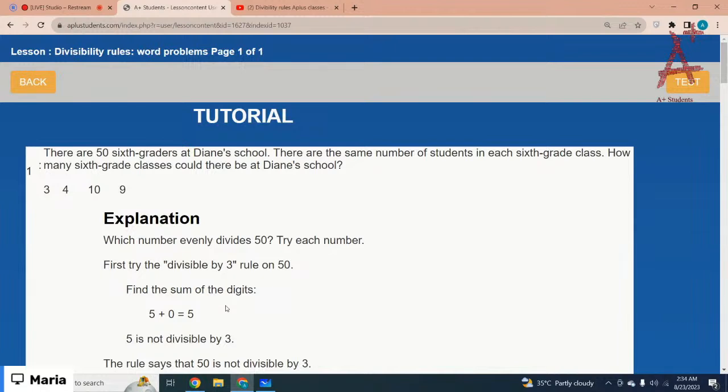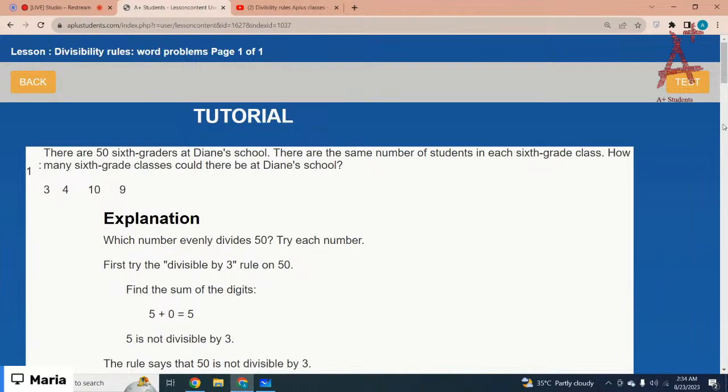So you have to start checking by 3, right? So first of all, you have to apply the divisibility rule by 3. The divisibility rule for 3 is you have to sum up the digits. If the sum is divisible by 3, that means the number is divisible by 3. So the digits are 5 and 0. Just add 5 plus 0 makes 5. And 5 is not divisible by 3. That means by the rule, 50 is not divisible by 3, right?